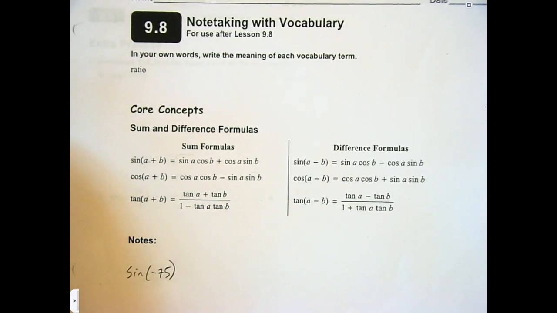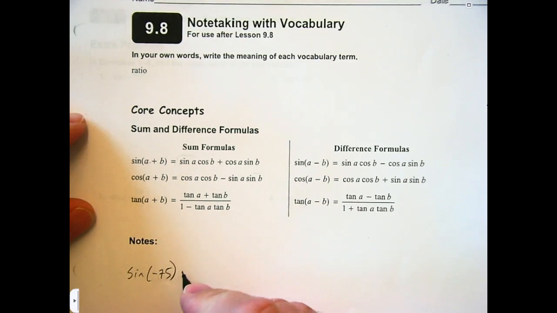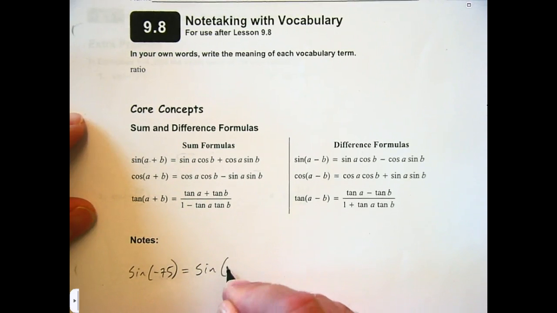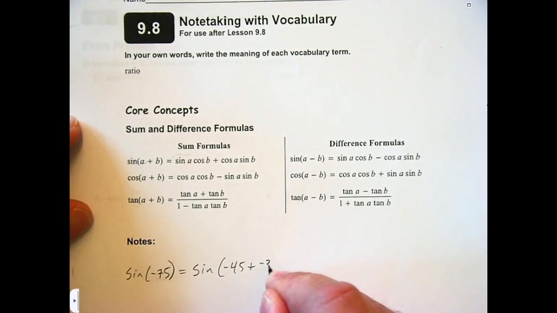With sum formulas, we try to use our special angle measures to add up to negative 75. So if you think of our special angles, our 30, 60, 90, 45s, and the multiples of those, you're trying to find two that would add up to negative 75. Negative 45 and negative 30. So we could say that's equal to the sine of negative 45 plus the sine of negative 30.